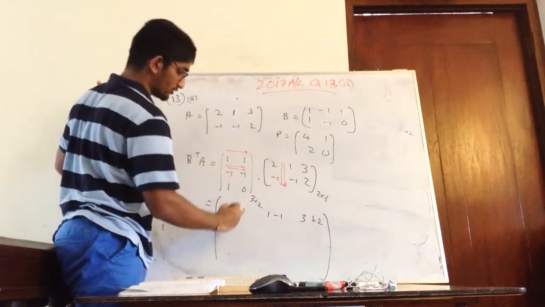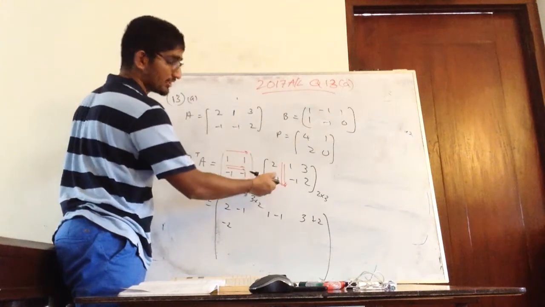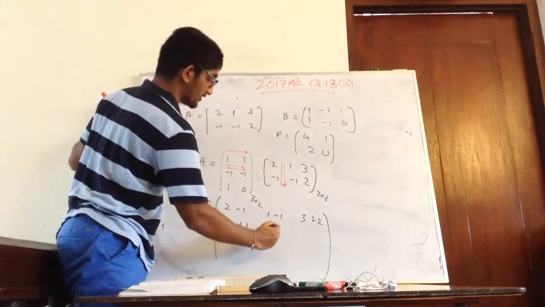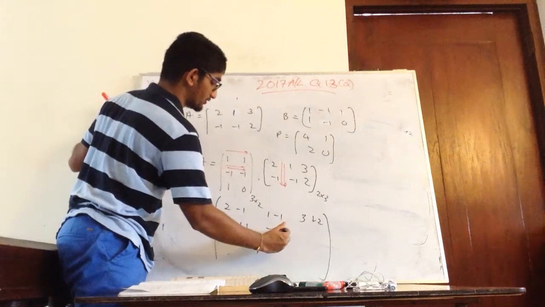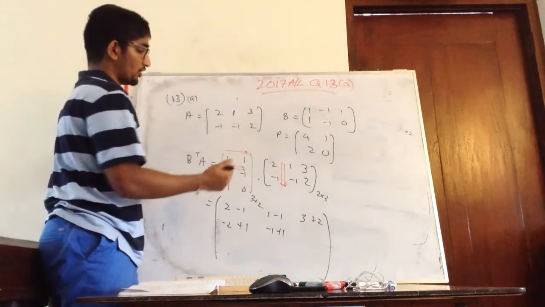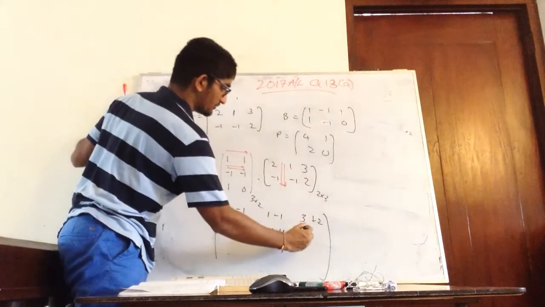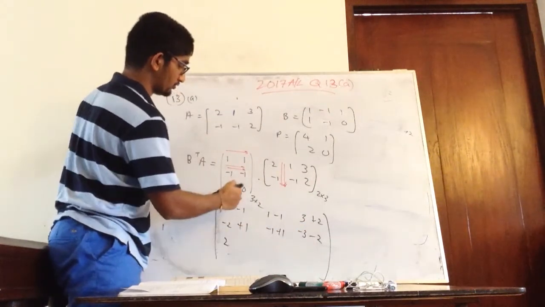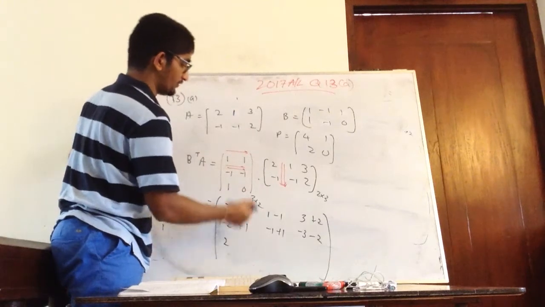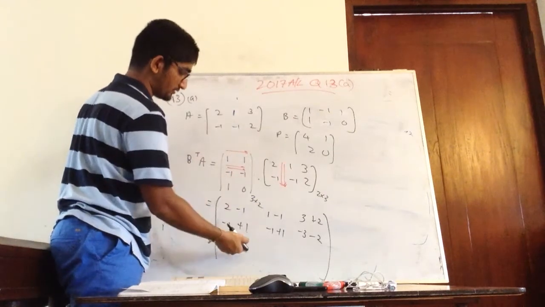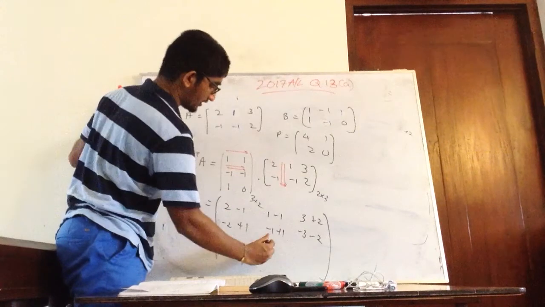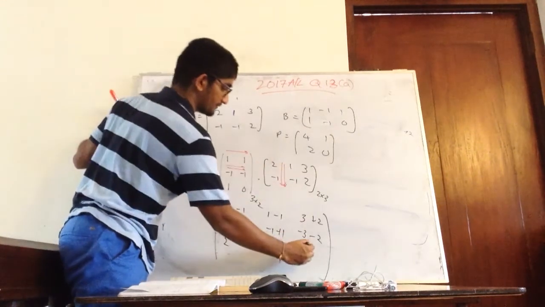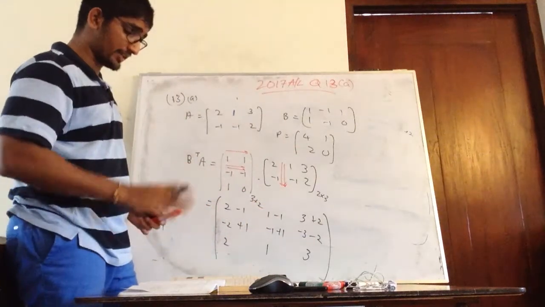Minus 1 into 2 is going to be minus 2. Minus 1 into minus 1 is going to be plus 1. So minus 1 into minus 1 minus 1. Minus 1 into plus 1 is going to be plus 1. So minus 1 into 3 is minus 3 minus 2. Then 2, 0. So 0 times this is anyway 0. So 1 times 1 is 1. 0 times minus 1 is going to be 0. 1 times 3. So this is what we get now.